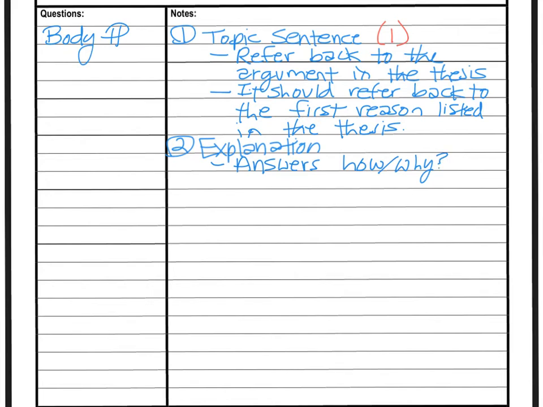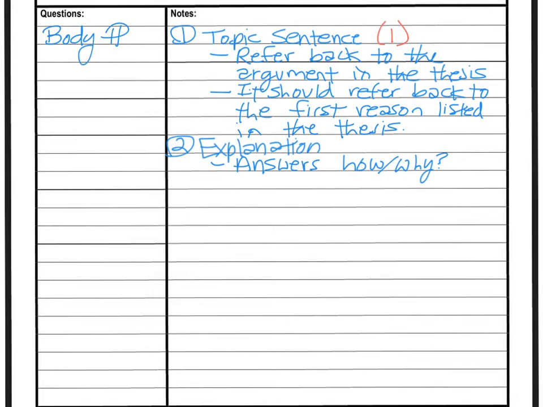For example, if my thesis statement was arguing about dogs being much better companion pets than cats are, in my topic sentence, I would want to establish that concept again. So maybe I would say that dogs are often called a man's best friend, unlike cats, because they are very loyal.